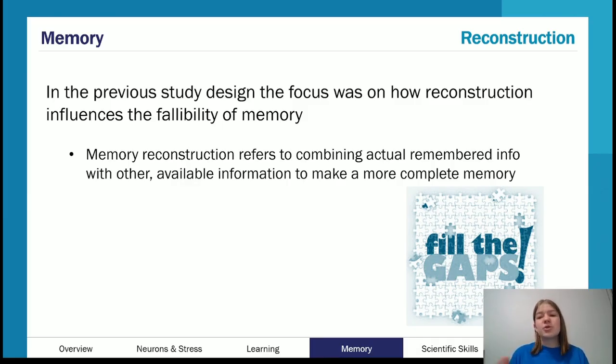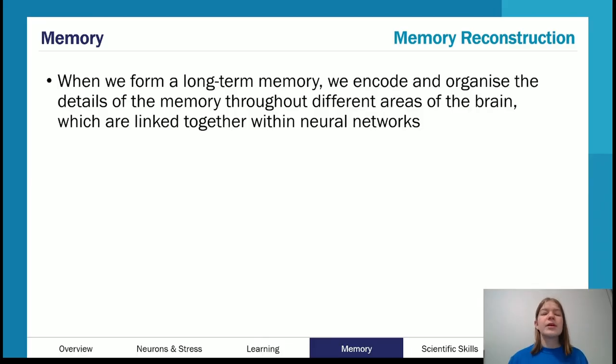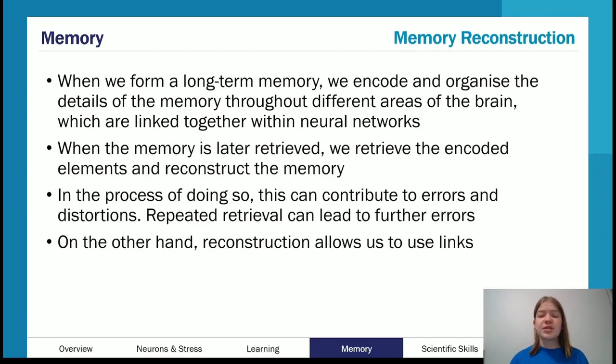So this can be a liability, like we look at in Loftus eyewitness testimony in the previous study design, but it can also be a strength and make it easier to use your connections to draw out more memories and bring that knowledge in. So we're filling in the gaps of a memory. When we form a long-term memory, we encode and organize the details of the memory using different areas of the brain, linking together these neural networks. When the memory is later retrieved, we retrieve the encoded elements and we reconstruct the memory.